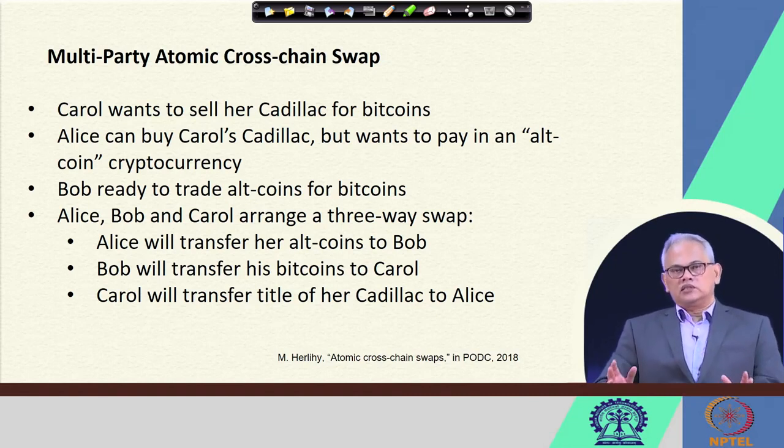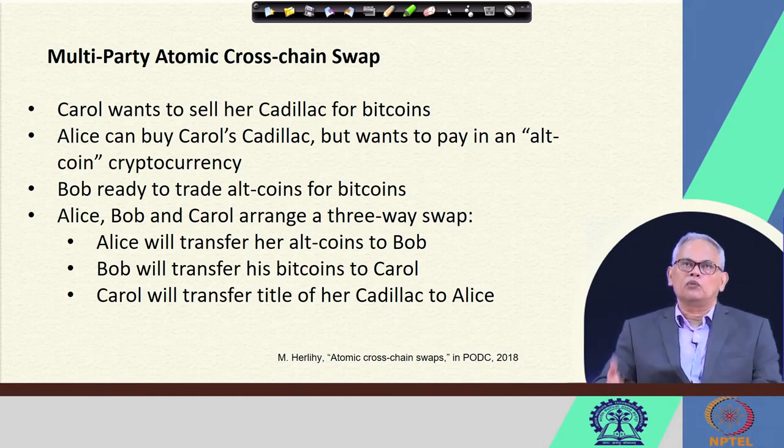So, let us take this example of three parties now, and this can easily be extended to more parties. Let us see that we have a situation where there is this person Carol who wants to sell her Cadillac for Bitcoin. So, she would only accept Bitcoins for selling her car, a Cadillac car. Again, this example, as I mentioned, is taken from this paper.